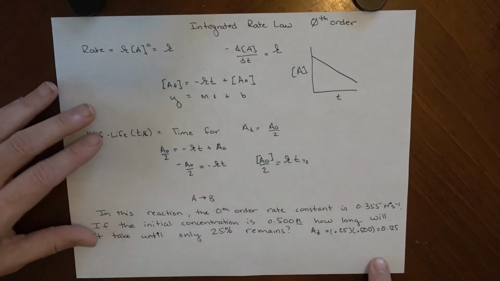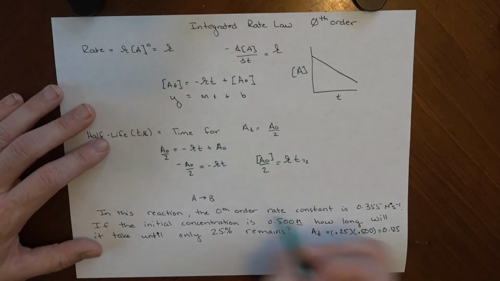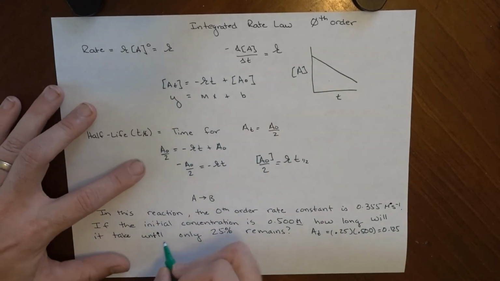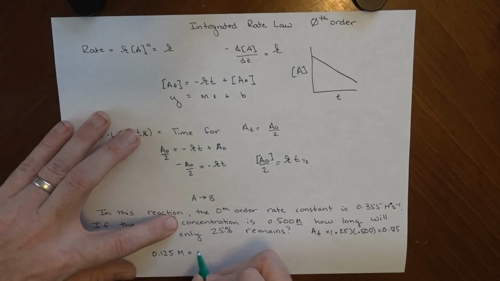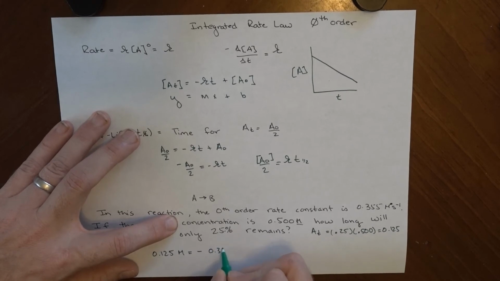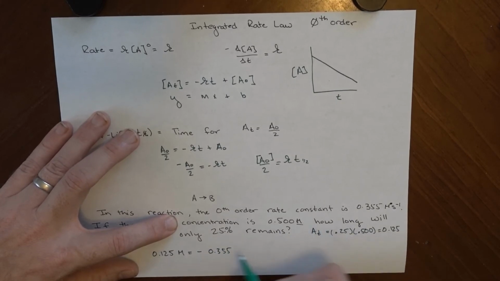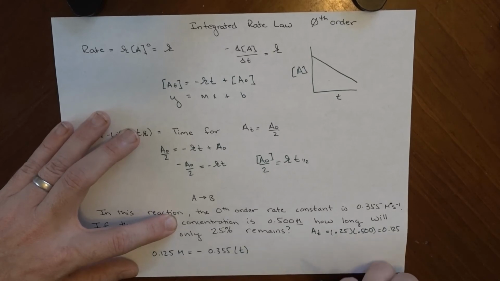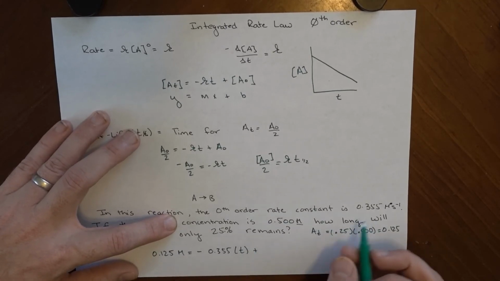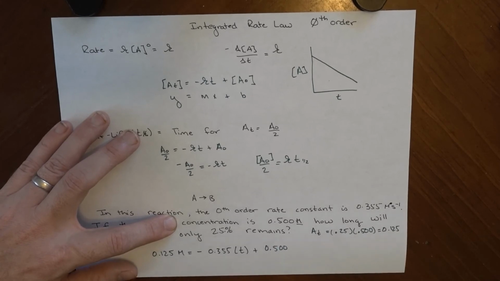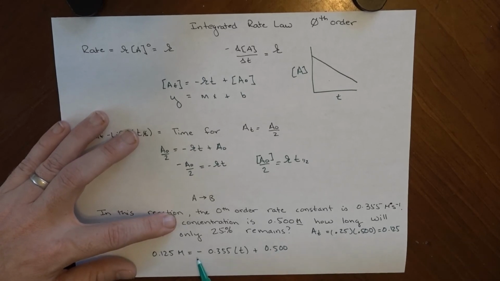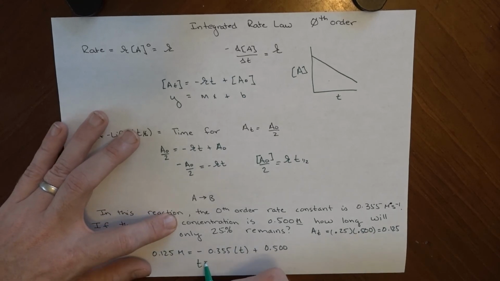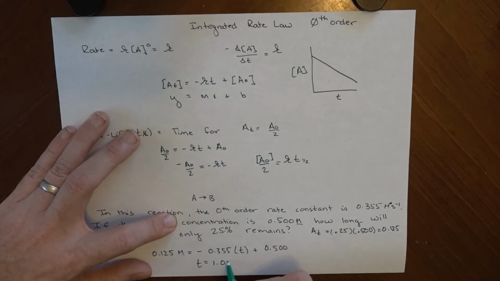Okay? So what I'm going to do now is just plug that into this expression here. So 0.125 molar is equal to negative 0.355 times t. But this time, instead of trying to get a concentration, I want t, and that's being added to my initial concentration, which is 0.500 molar. So when I go through and plug this into my calculator, that is, subtract 0.5 from both sides, divide by negative 0.355, the time that I end up with is 1.06 seconds.